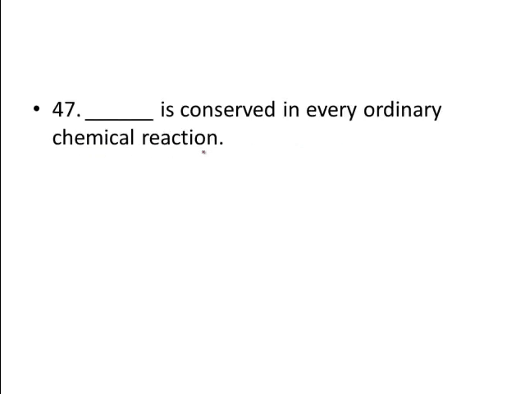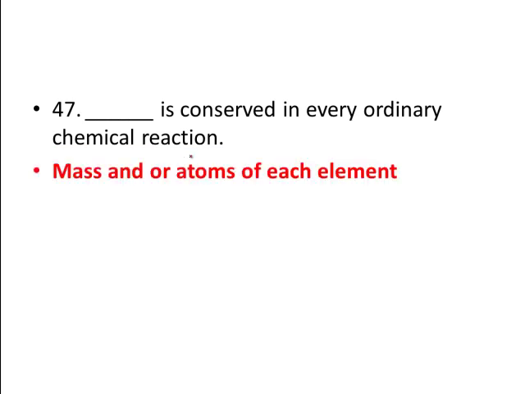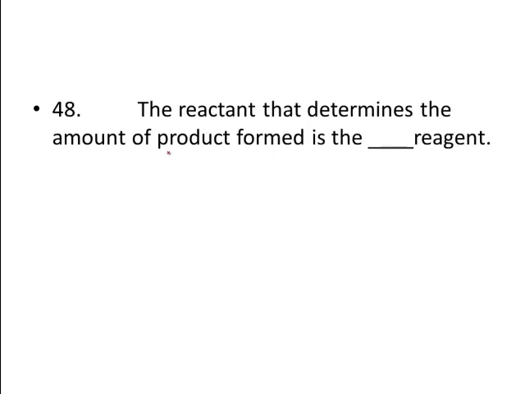So here's some quick definitions that are going to be on your final assessment, and these are going to be more in your typical matching format, but this is more open response so that you could practice it. If you don't know these off the top of your head, or you don't know them by reviewing them a couple times, either going through this PowerPoint or this YouTube, what you should basically do is just figure it out, right? So this is mass and or atoms of each element. 48. The reactant that determines the amount of product formed is the limiting reagent.